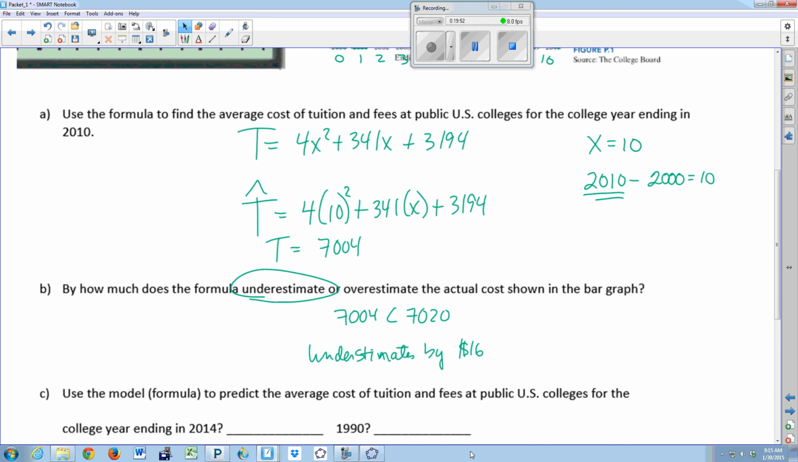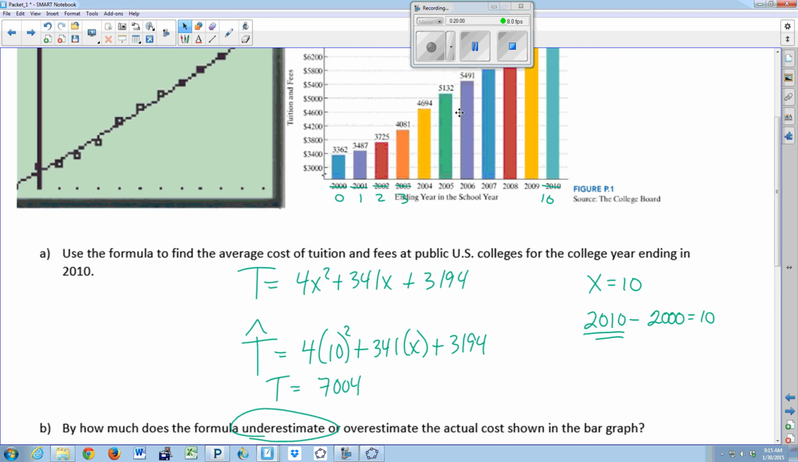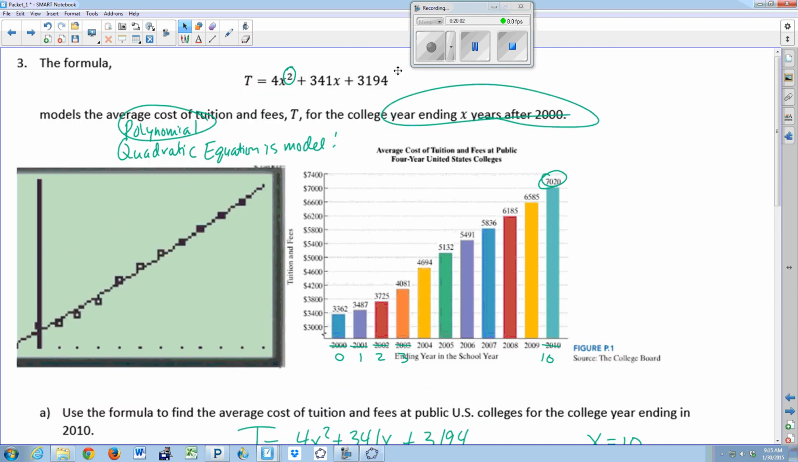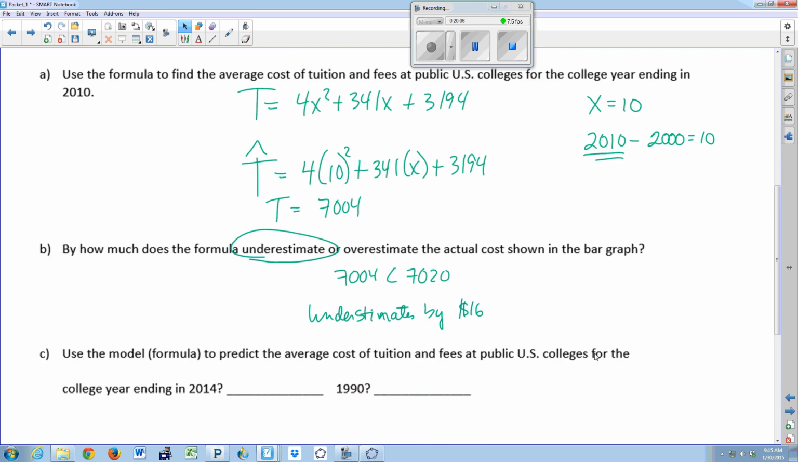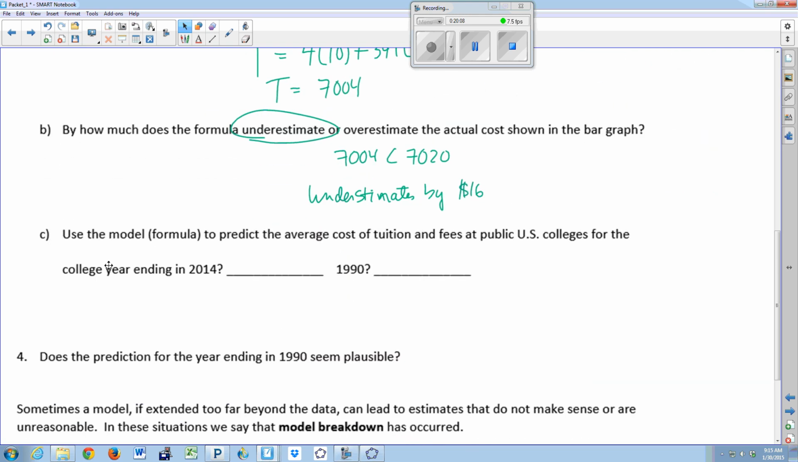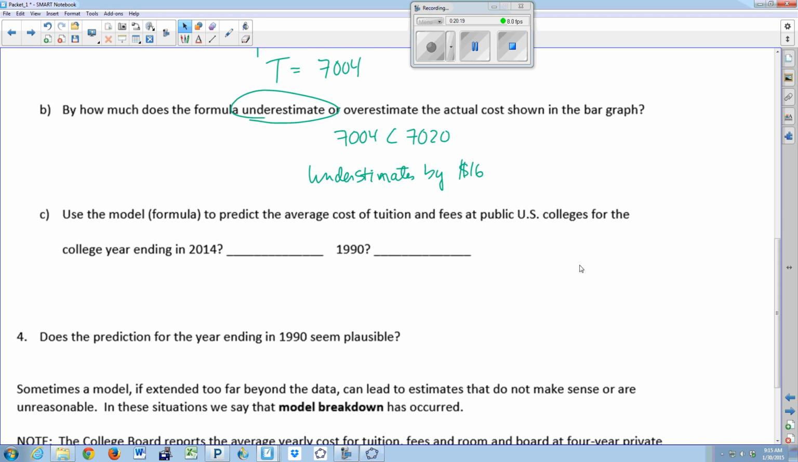Okay. For this model, yes. It's not constant for every year. Every year is different because this is not linear, right? It changes. Okay, so let's use the model to predict the average cost of tuition and fees for 2014, where we are right now, 2014. So how would I do this? What would I do? Does anybody know?